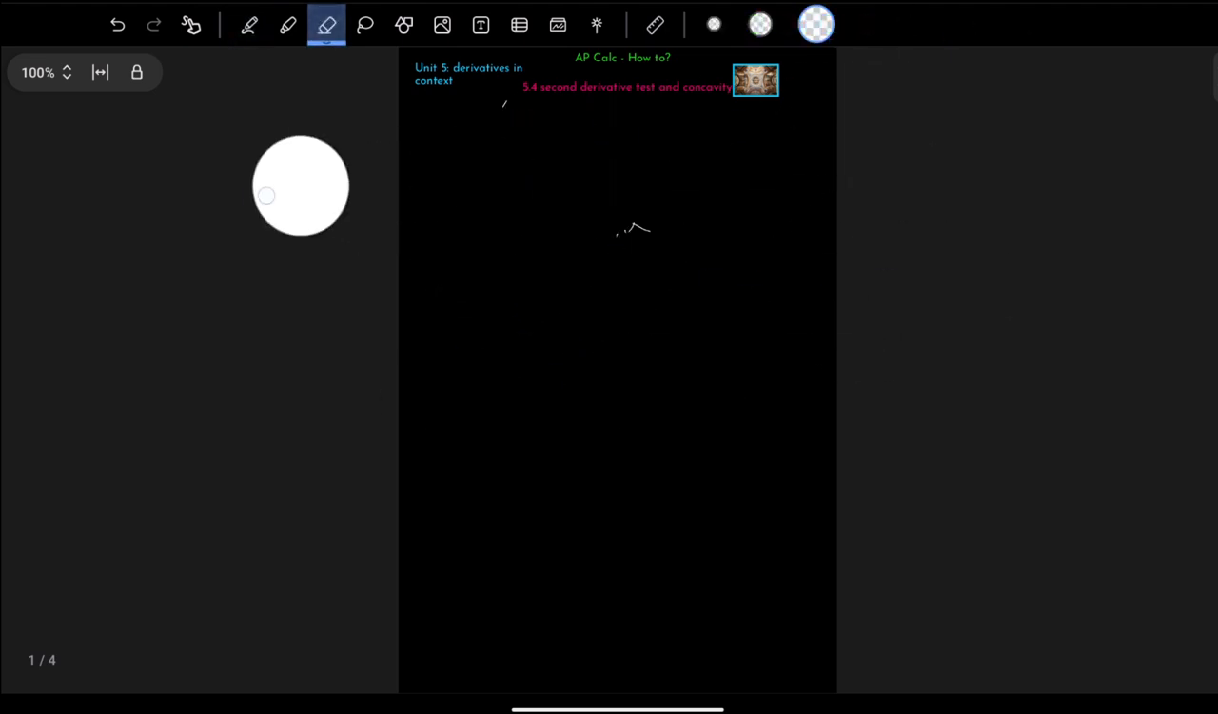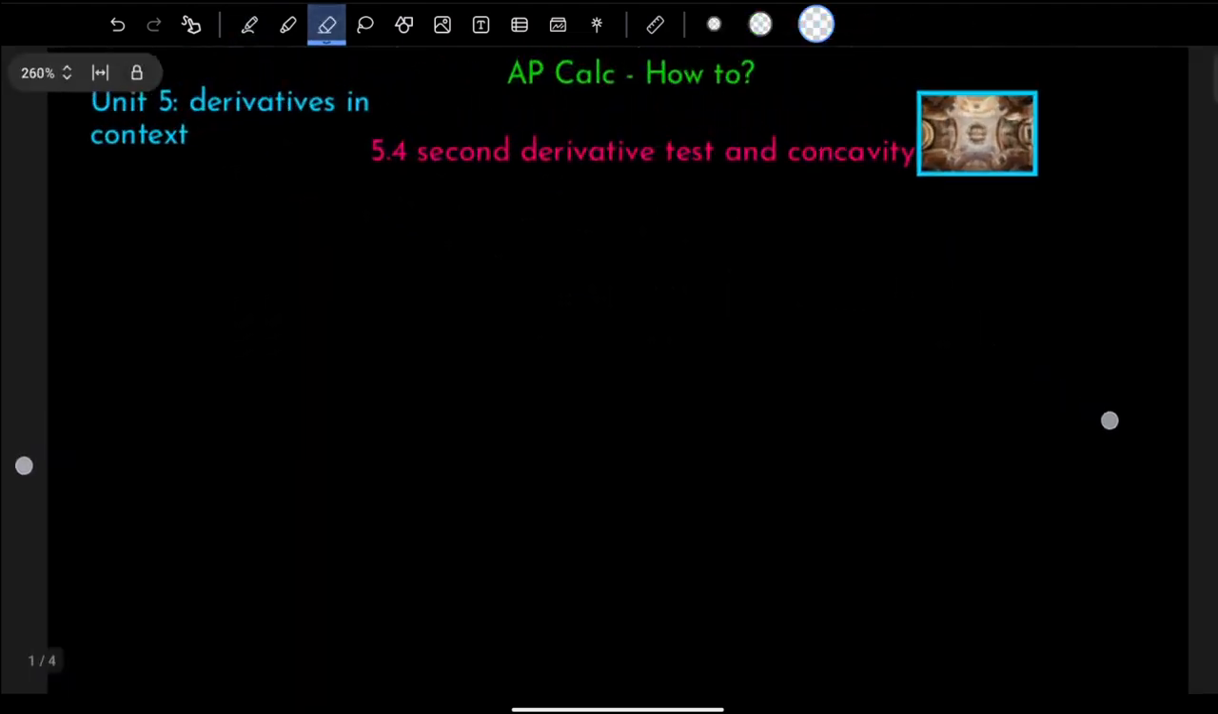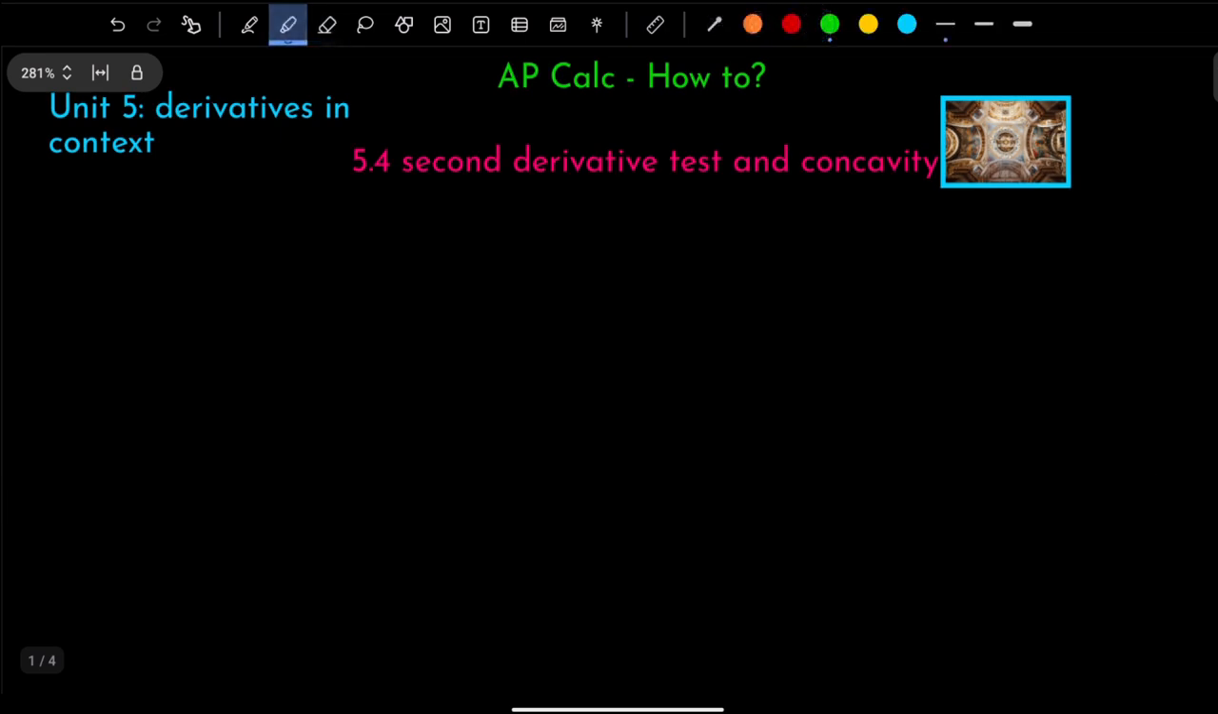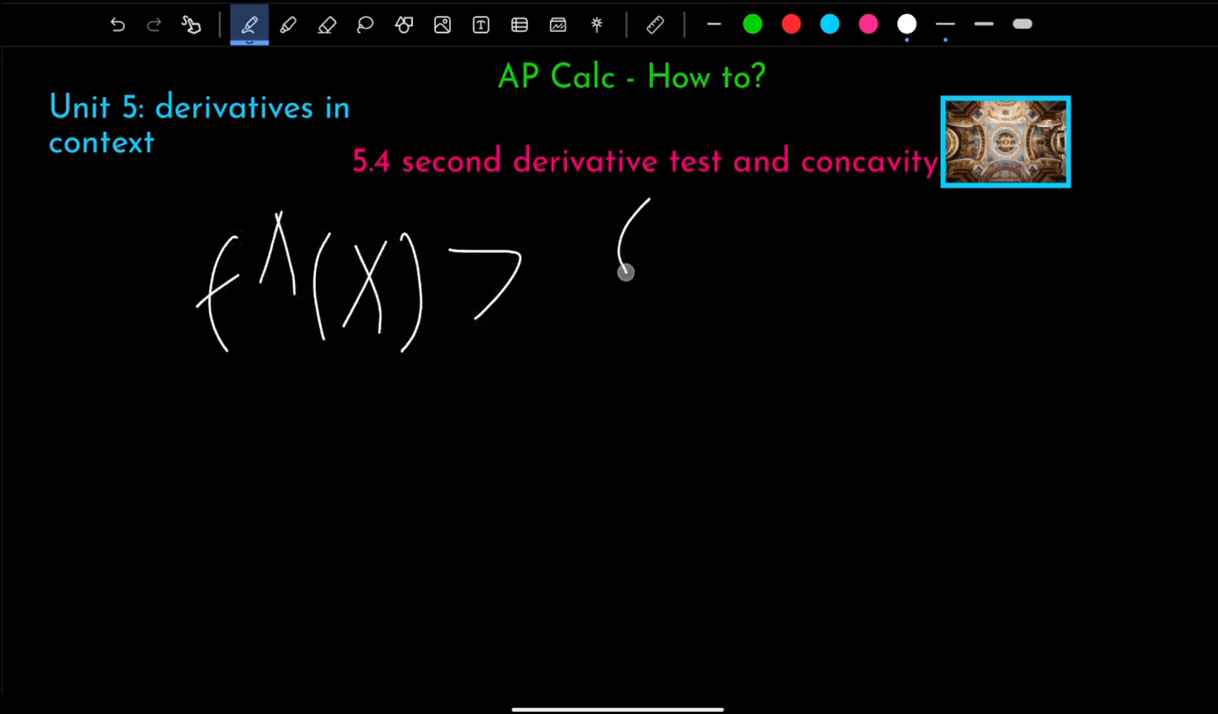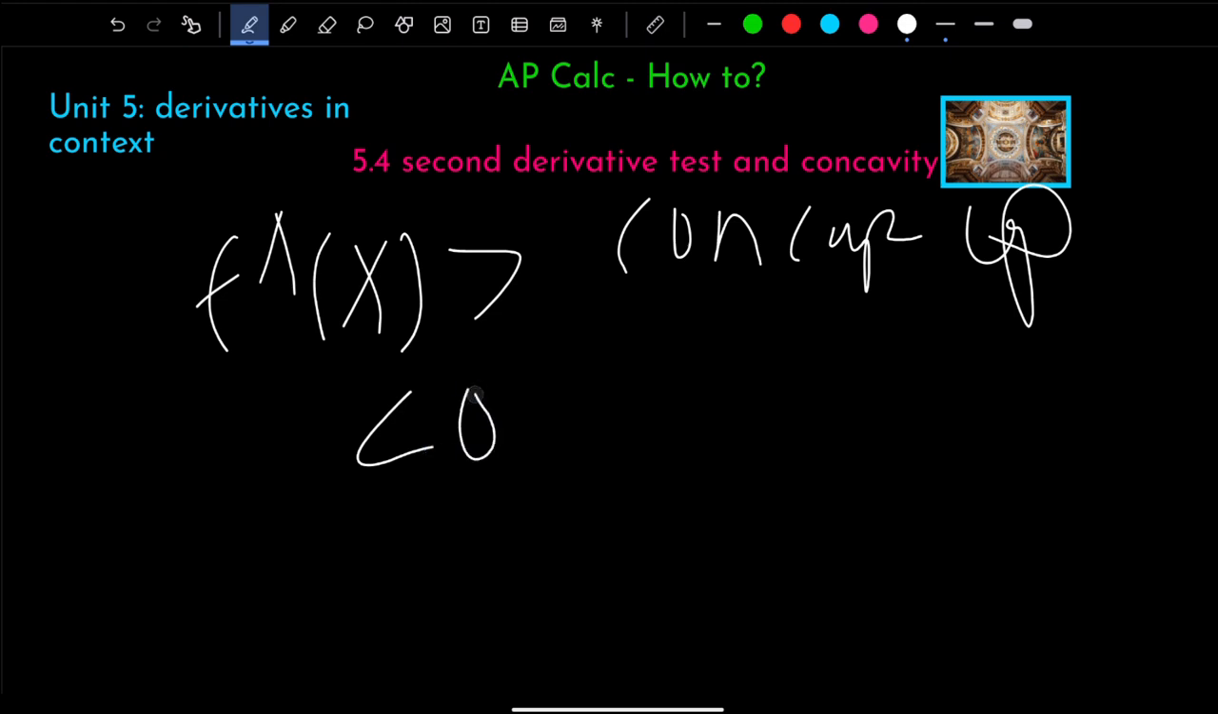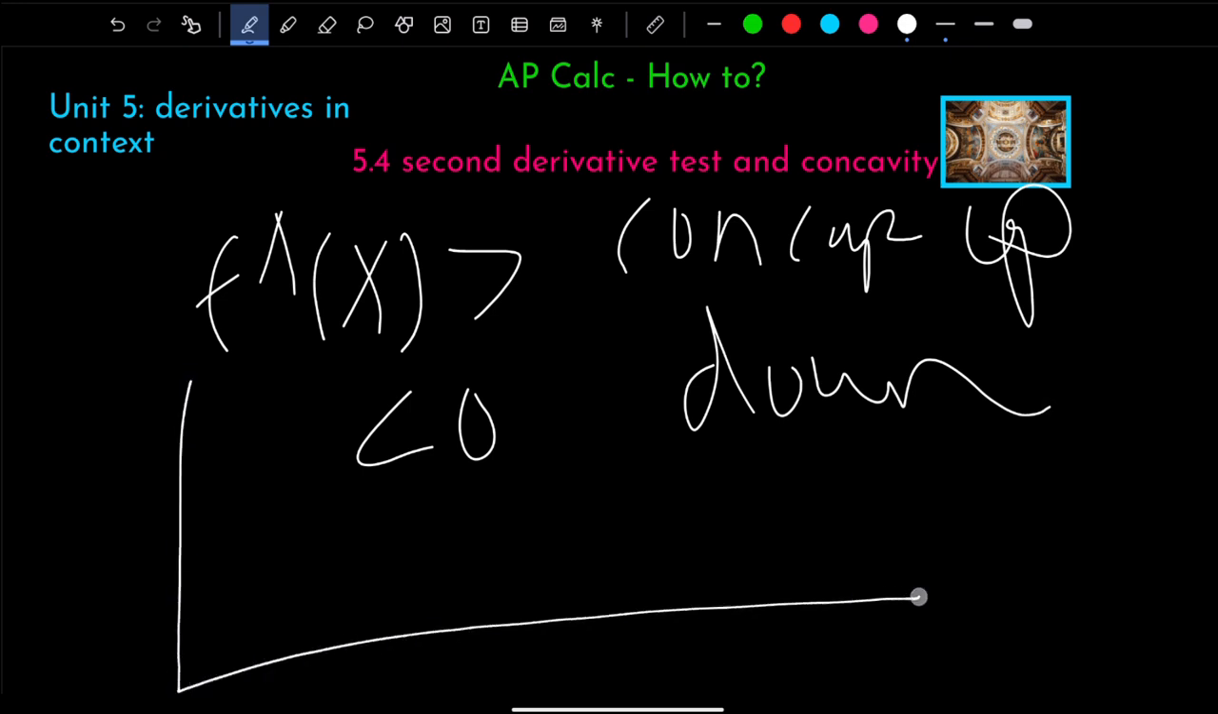Now for our last example, problem number 3, given the graph of f of x, determine the concavity for f of x. So if f prime prime of x is greater than 0, concave up. If it is less than 0, concave down. And wherever it crosses the x-axis, potential inflection points. So we need to look at where f prime prime of x changes sign.